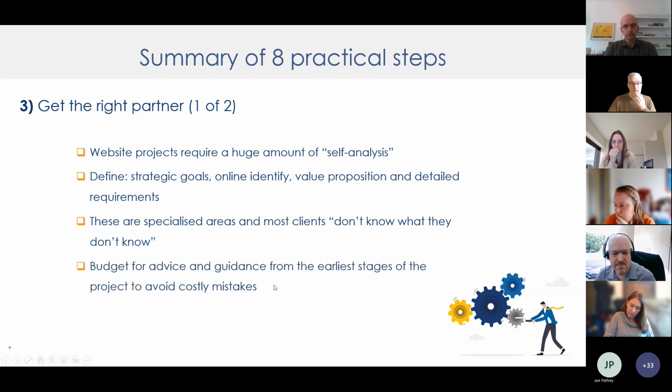So next, again, you can get some advice and guidance in, but budget for that, because we think that does save a lot of money in the long term.